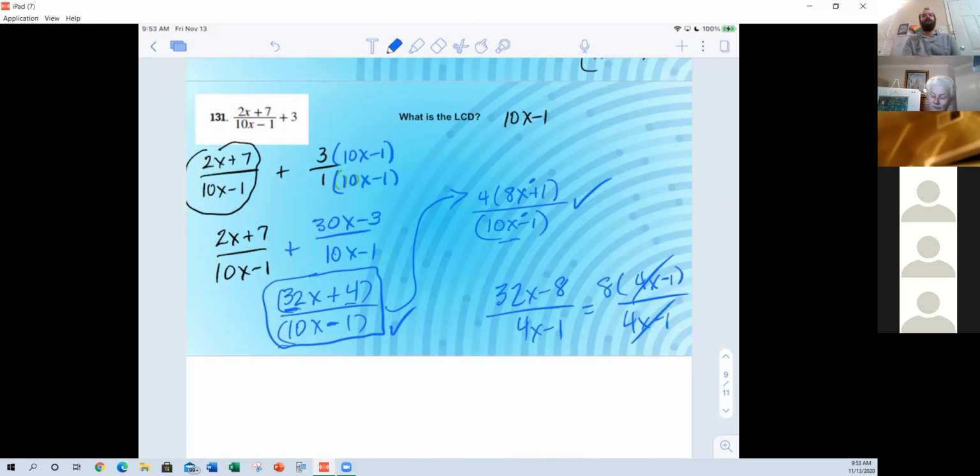So if you had left your answer like this, it would be correct. And if you left it like this, it would be correct. But if you left an answer like this, it would be partially wrong, because you could continue to reduce it. Okay.